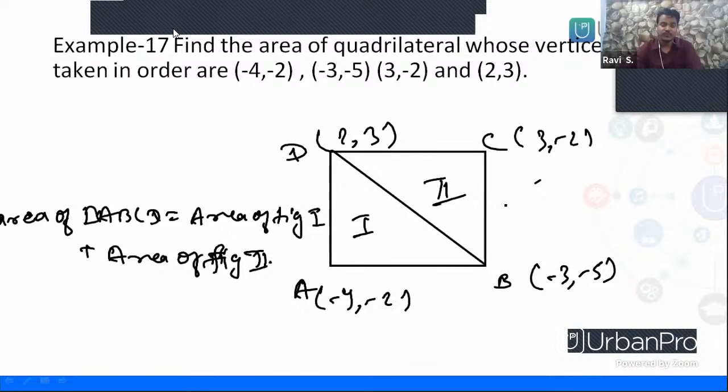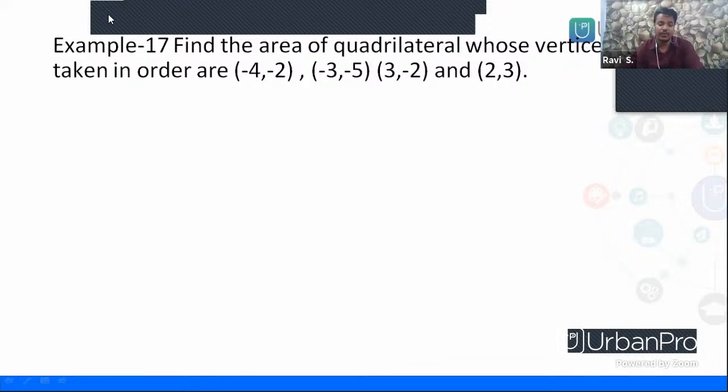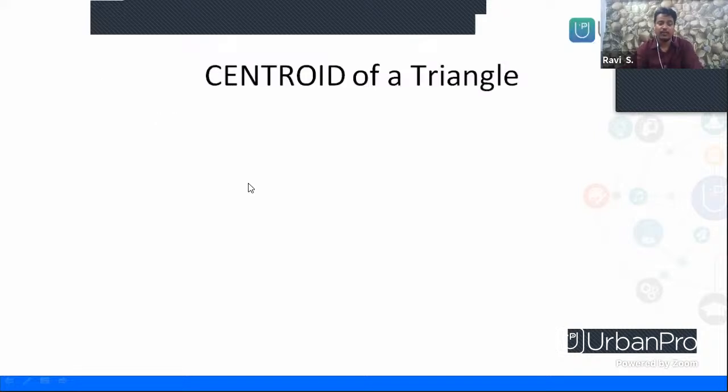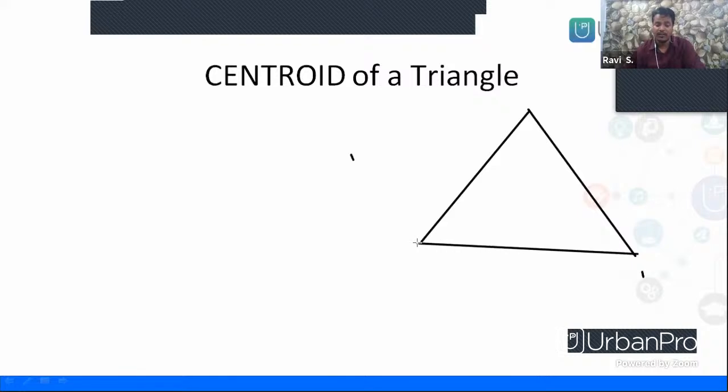Now, as I told you, if you stay with me, I will tell you one plus point. That is how to find out the centroid of a triangle. You all know now, guys, what is a triangle, what is a centroid. I hope you all know the centroid. If you don't know, no worry. I will tell you what is centroid.